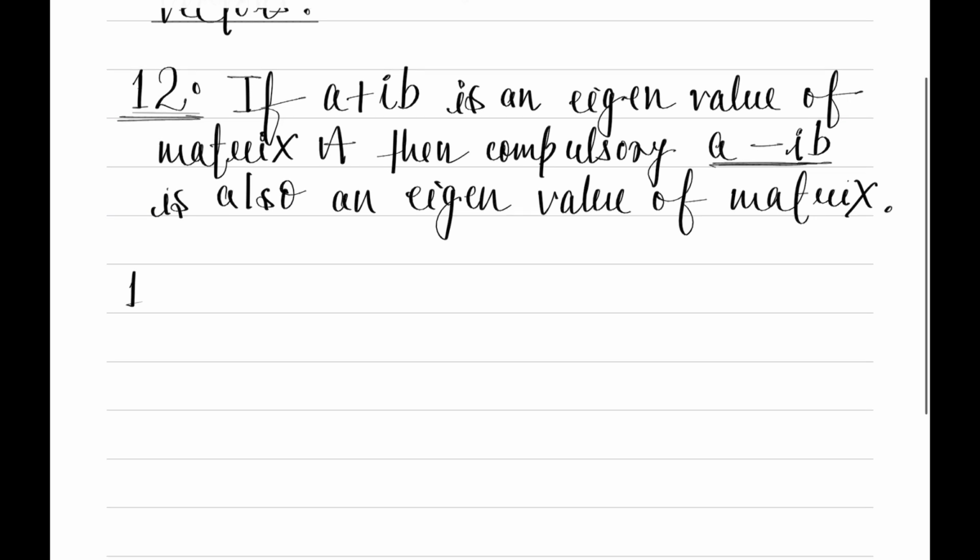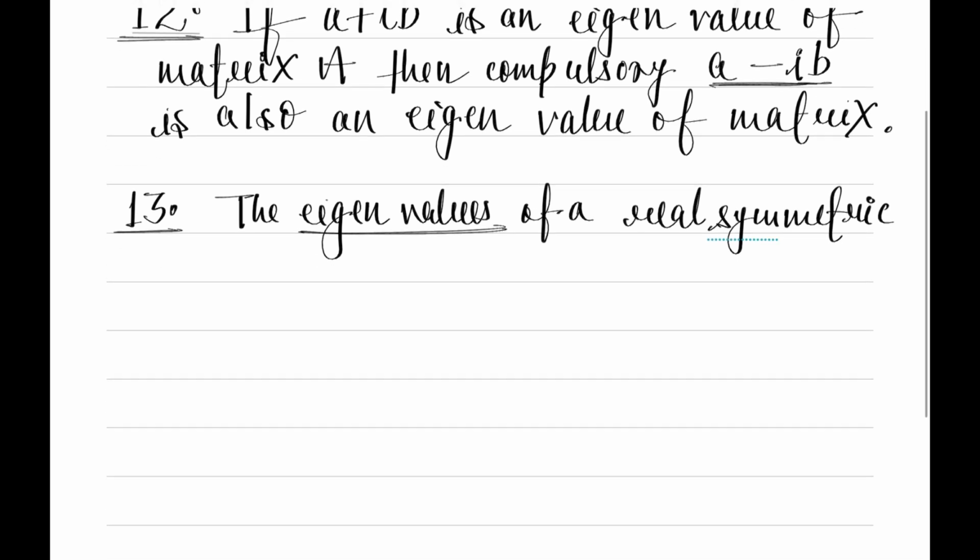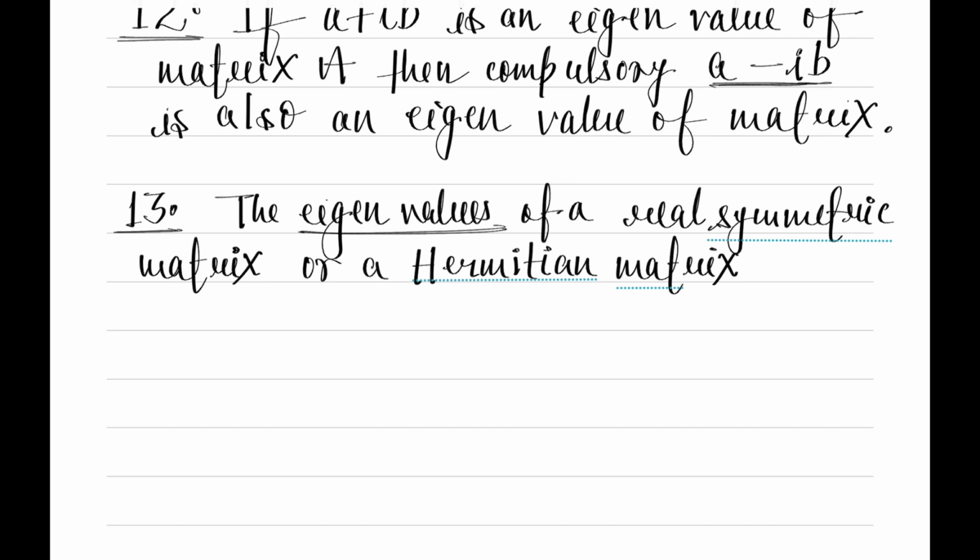Now property number 13. The eigenvalues of a real symmetric matrix or a Hermitian matrix are always real.